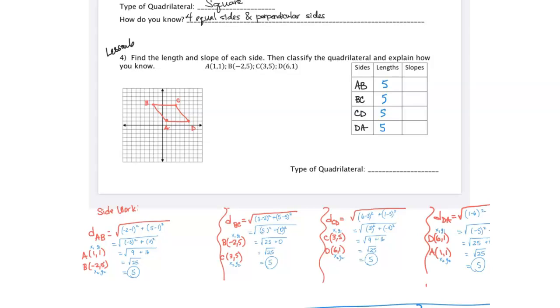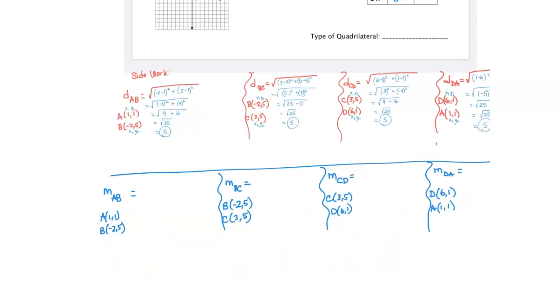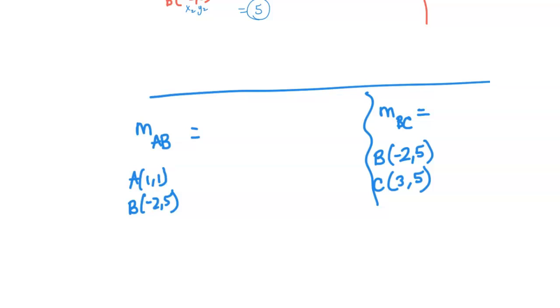Next, we calculate the slope for each of the sides. So we begin with the slope for side AB. We can label our points, x1, y1, x2, y2, and then subtract our y's, 5 minus 1 over negative 2 minus 1. 5 minus 1 is 4 over negative 2 minus 1 gives us a negative 3. So our slope is m equals 4 over negative 3 for the first one.